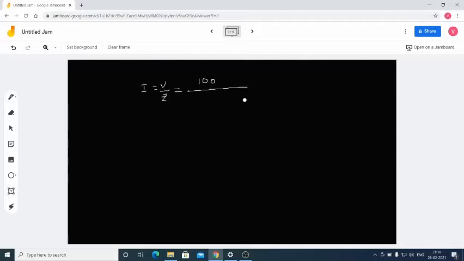The sixth parameter we need to find is the voltage drop across the capacitor, which is denoted VC. The given circuit is a series circuit, so the current is the same in each element. So the voltage is the current through the capacitor into the capacitive reactance.